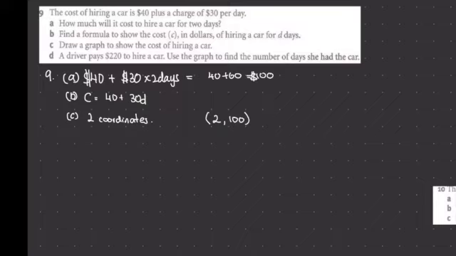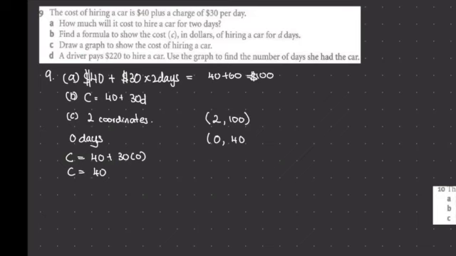Then let's see if you have 0 days. So the other coordinate would be, let's just put 0 then. If it's 0 days, the cost equals 40 plus 30 times 0, so it will be $40. That's how you can find the second coordinate: 0 days, $40.